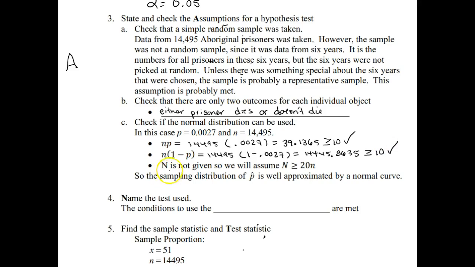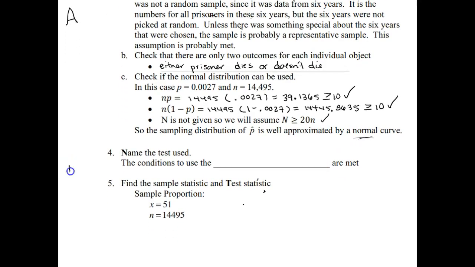And then the population size capital N was not given, so we're just going to assume that capital N is big enough to be greater than or equal to 20 times our sample size. So the conditions are met that the sampling distribution of p hat can be well approximated by a normal curve. Okay, so our fourth step in PHANTOMS, the fourth letter, is N for name the test. Since those conditions were met, the conditions for the one proportion z-test were met. Again, one because we have one sample of data, proportion because we're dealing with qualitative data, z for z-scores for the normal curve, and test for hypothesis test.